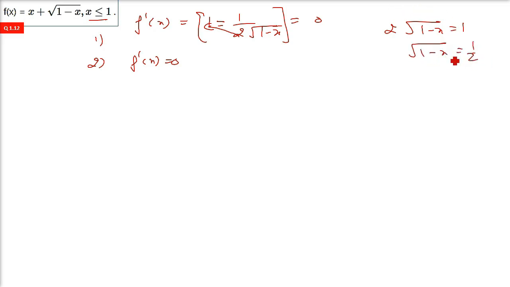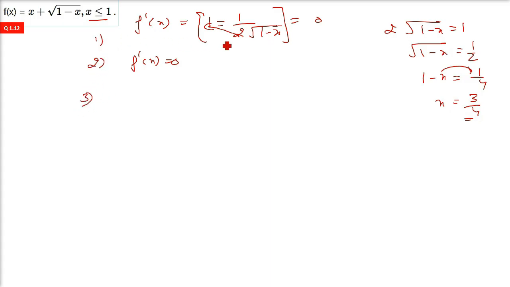Now you can square it. 1 minus x is 1 by 4. X will be equal to 1 minus 1 by 4. And 1 minus 1 by 4 is simply 4 minus 1 by 4, that is 3 by 4. X gives you 3 upon 4. This is the critical point, and on this critical point we have to check for the local maxima and minima.